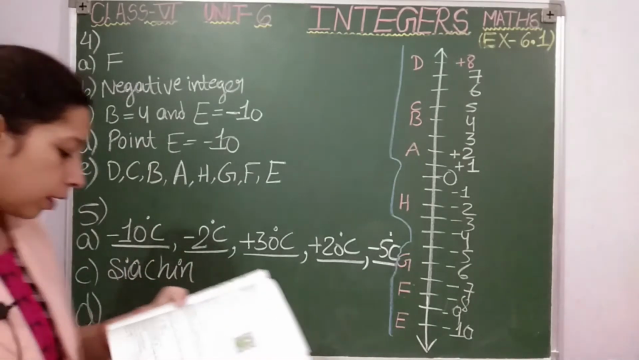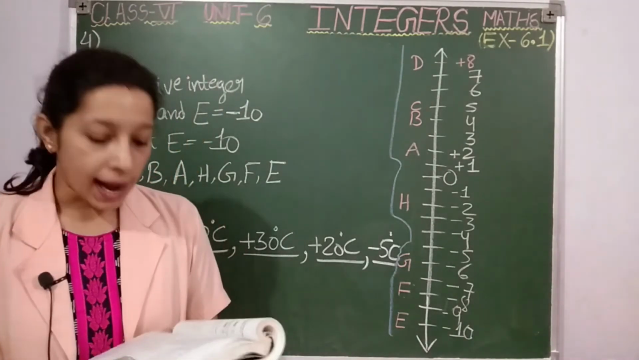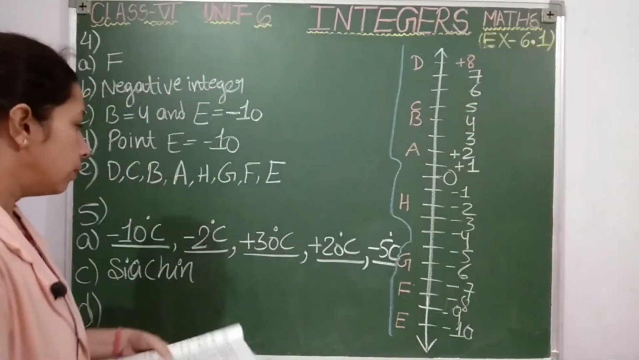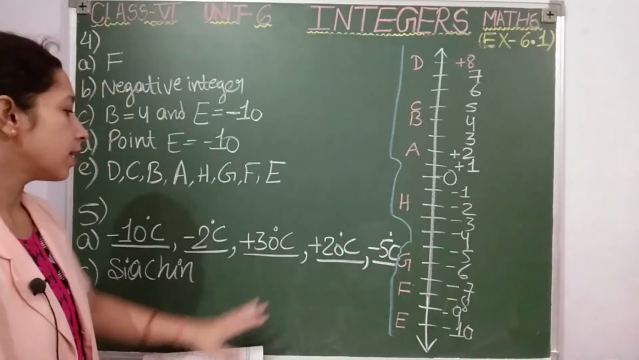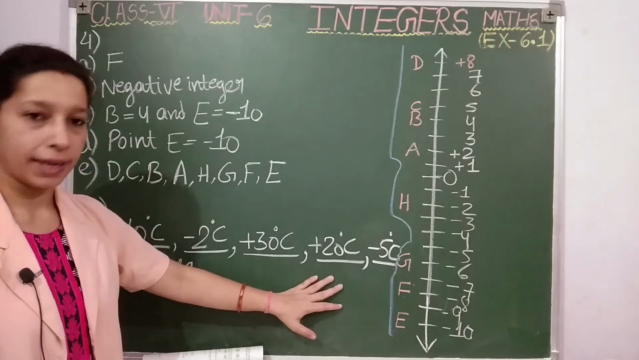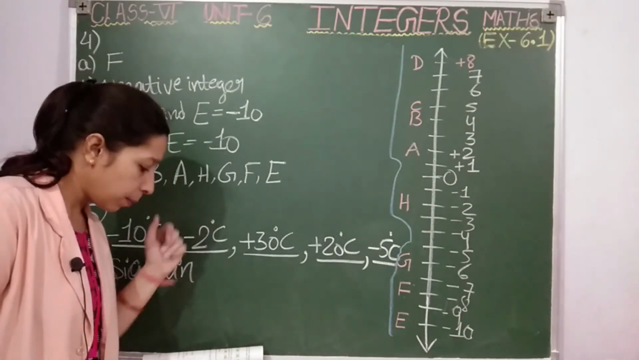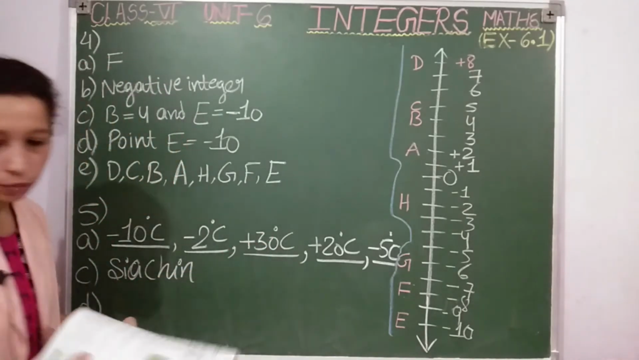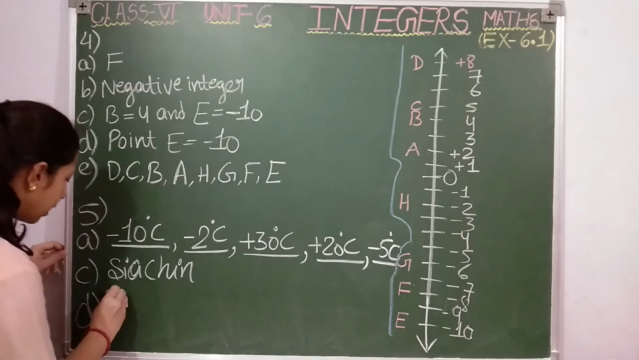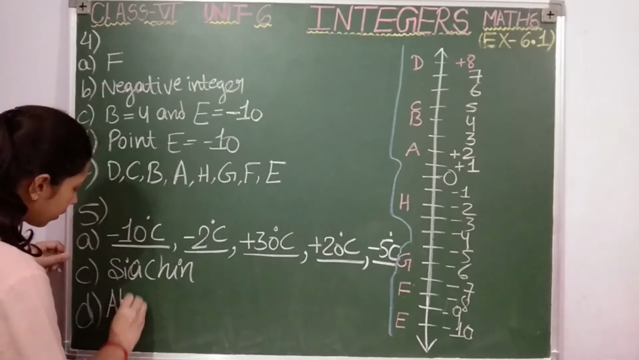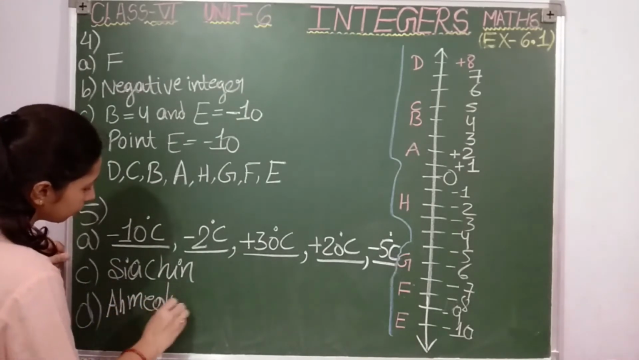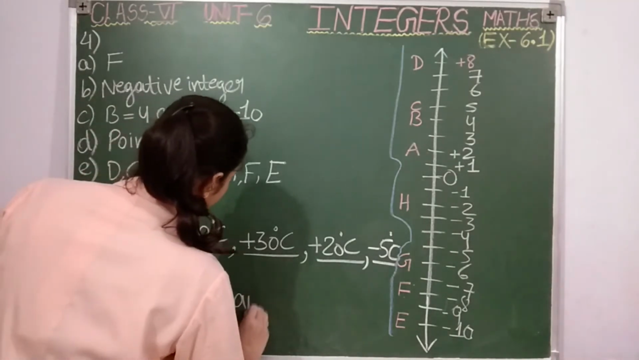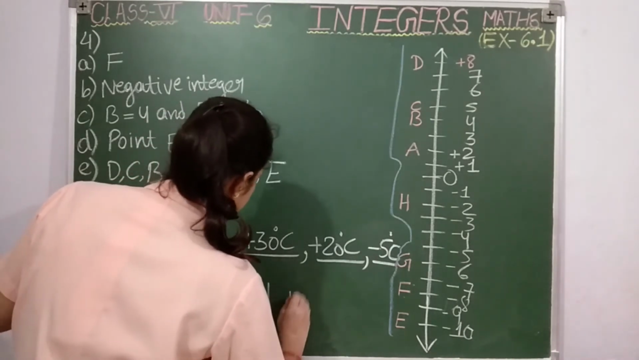Then point number D. Write the names of the places where temperatures are above 10 degrees Celsius. Above 10 degrees Celsius is plus 30 degrees Celsius and plus 20 degrees Celsius. So which place is having plus 30 degrees Celsius, students? It is Ahmedabad, and plus 20 degrees Celsius is for Delhi. So answer D will be simply Ahmedabad and Delhi. Both are having temperature greater than 10 degrees Celsius.